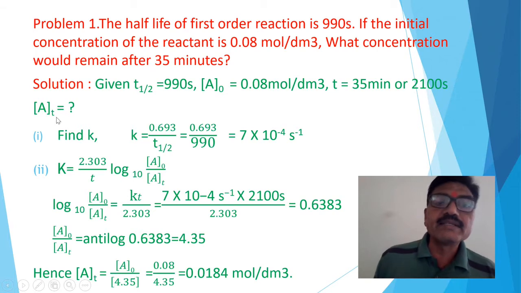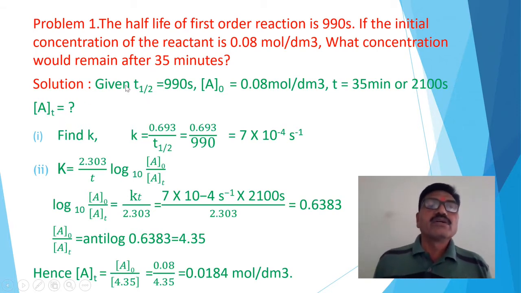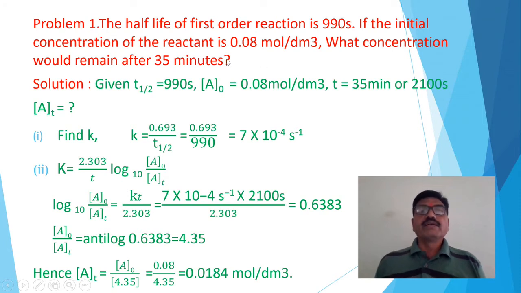Once you understand what is given and what we have to calculate, write the given data systematically in this way. I will repeat once more for your understanding. T half, the half life, is given. Then the initial concentration A0 is given, in moles per decimeter cube, as this is for solutions. t is given as 35 minutes, we have to convert it into seconds, and we are asked to find At.